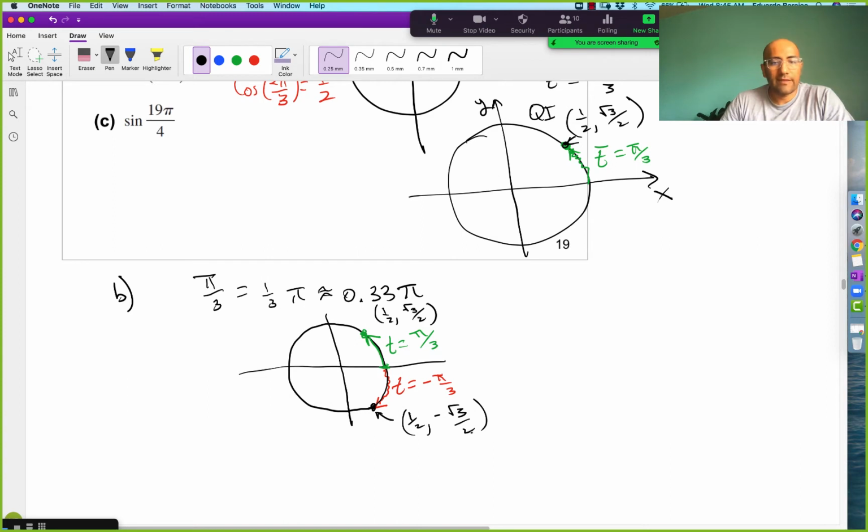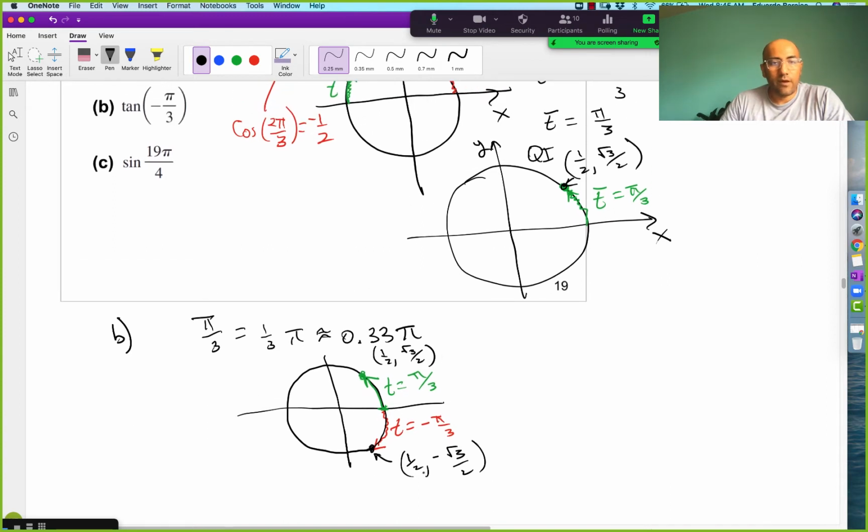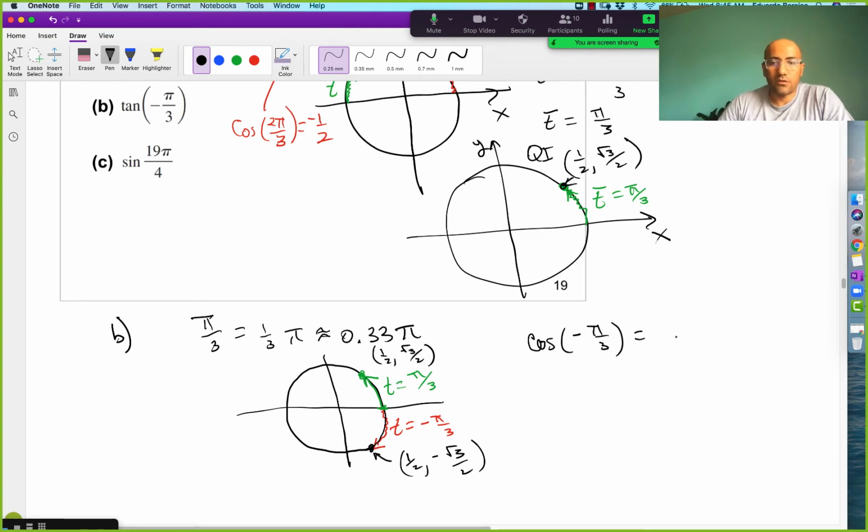And now I'm ready to answer the questions, right? From the definition in chapter 5 of what a cosine function is, cosine is just equal to x, and sine is just equal to this. It didn't ask me for this, but I'm going to use it anyway. So cosine of negative pi over 3 is equivalent to positive 1/2, and sine of negative pi over 3 is equal to negative root 3 over 2.